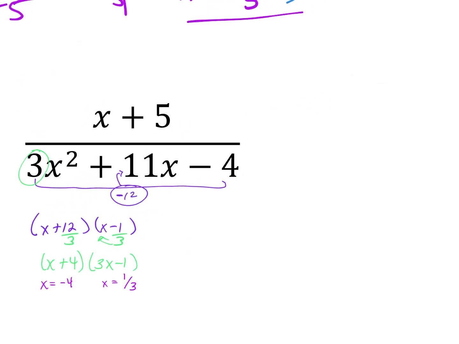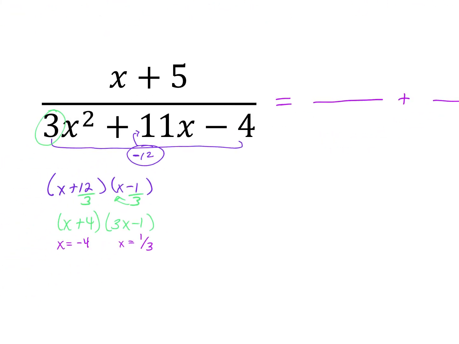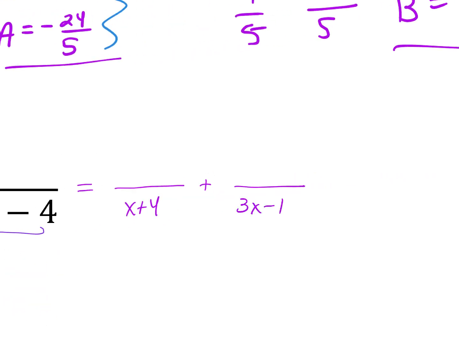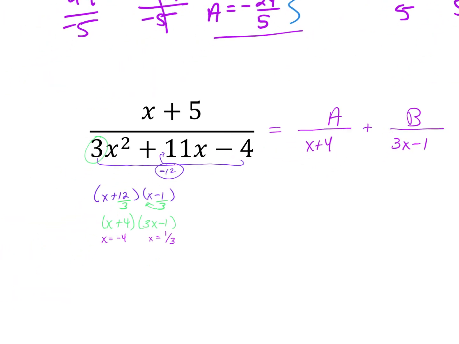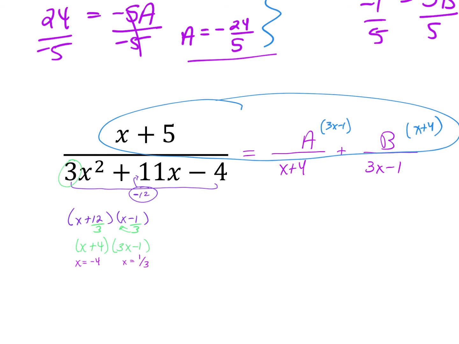Okay, so now let's break up. I have two pieces that I'm breaking this up into. One of my denominators is x plus 4. The other denominator is 3x minus 1. I have my a and my b. Now we need to make an equivalent expression on the right-hand side so our equation is balanced. So if I have the x plus 4 in my a, I'm missing the 3x minus 1. So that's what we multiply a by. In the second fraction, b, I have 3x minus 1. I'm missing the x plus 4. Now we have an equation that is balanced that we can solve.